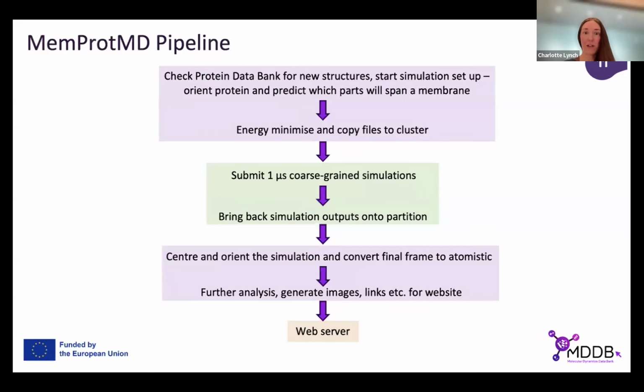Then that whole system is energy minimized and it's sent over to our local cluster. The 1 microsecond coarse-grain simulation is run. That's then brought back onto our local partition. There's some centering and orienting of the simulation that's done, and the final frame is converted back into atomistic. And then all the analysis that I've just discussed is done. The images are generated, and all of that information is then uploaded onto the web server.